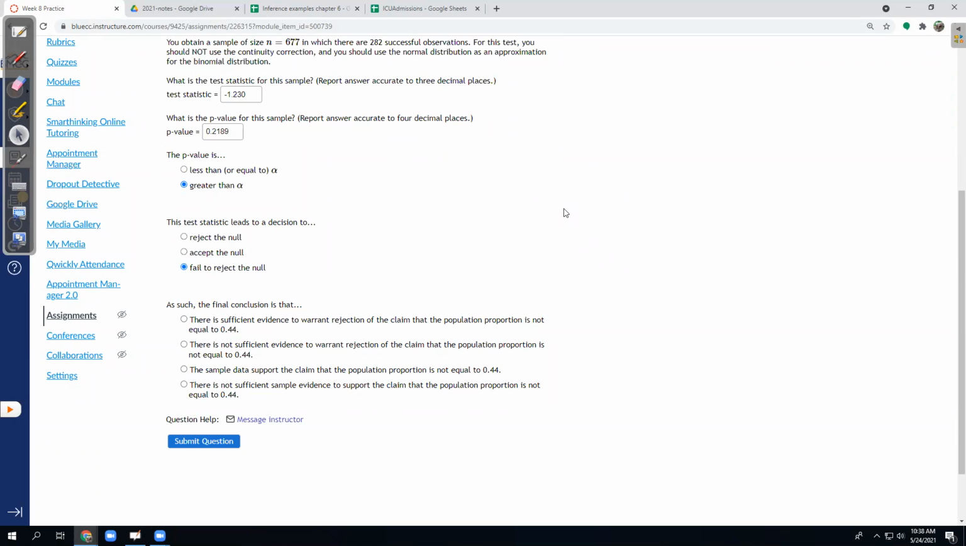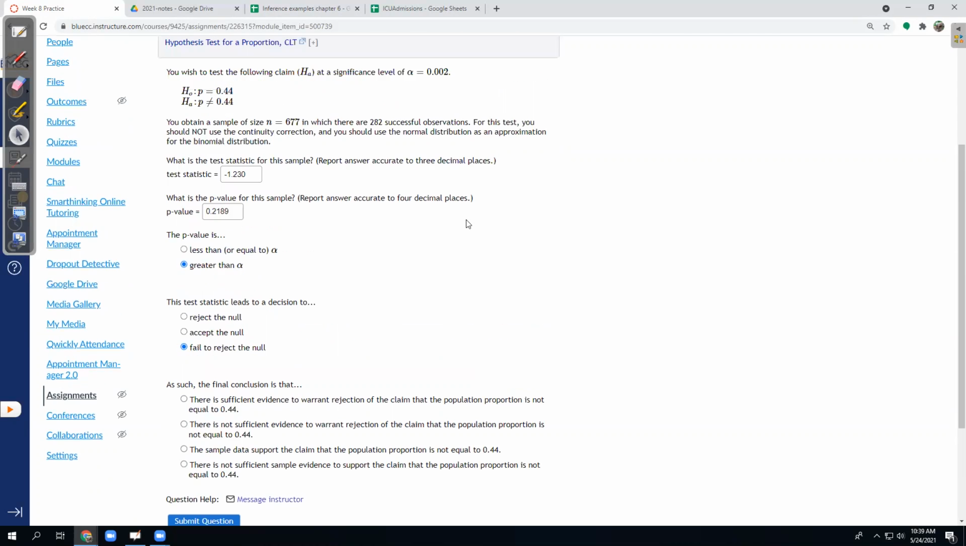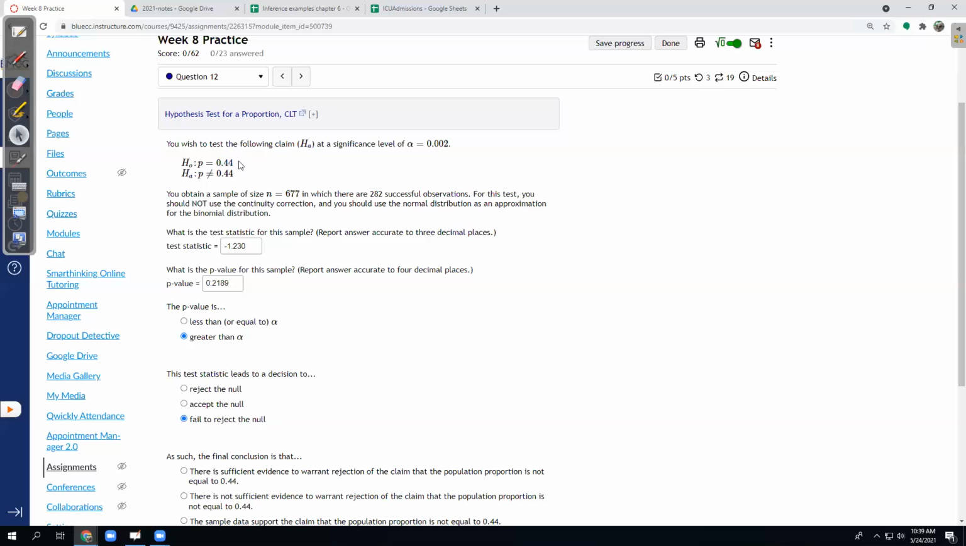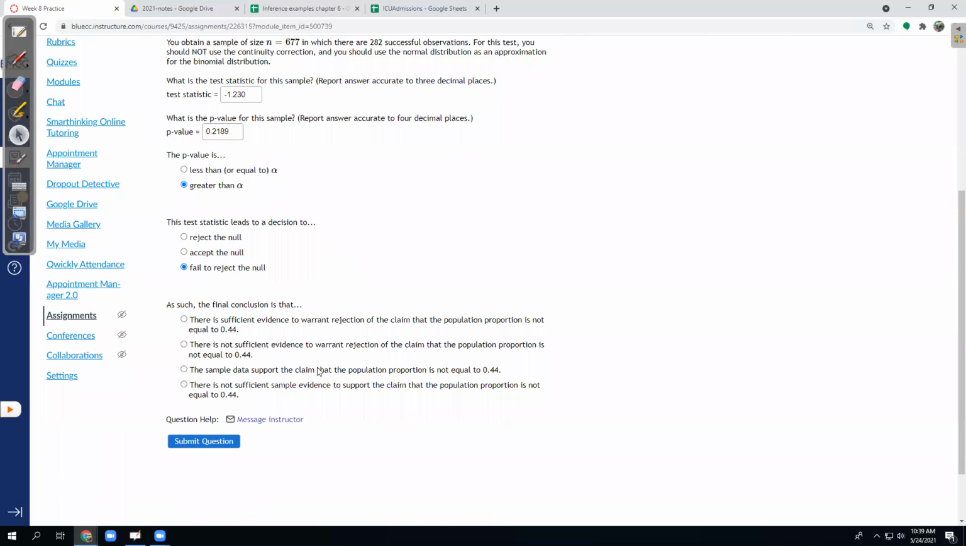Let's see. So we are failing to reject the null hypothesis. So there's not sufficient evidence that the proportion is different than 0.44. We can't support the alternative. So we got to pick the one that does that. So there is sufficient evidence to warrant rejection of the claim that the population proportion is not... Sufficient evidence to reject the alternative. That doesn't sound right. There is not sufficient evidence to warrant rejection of the claim that the population proportion is not equal to 0.44. Let's see. There is not sufficient evidence to reject the alternative.